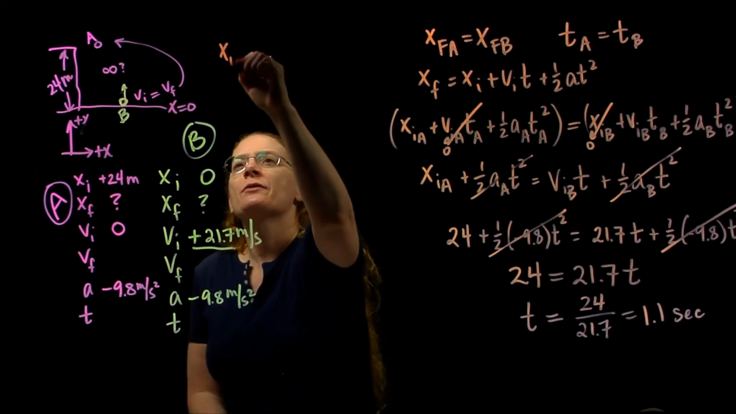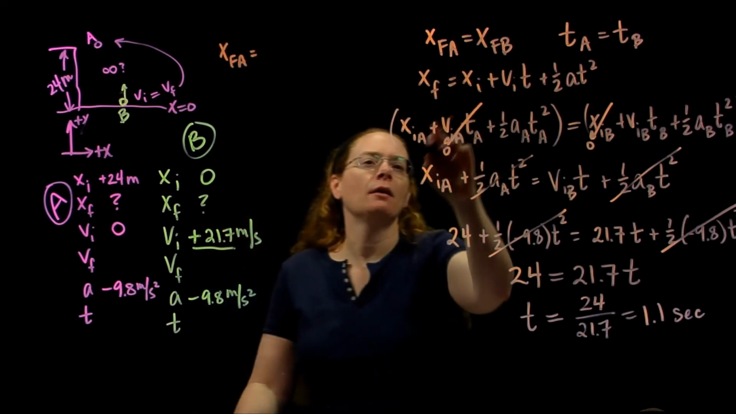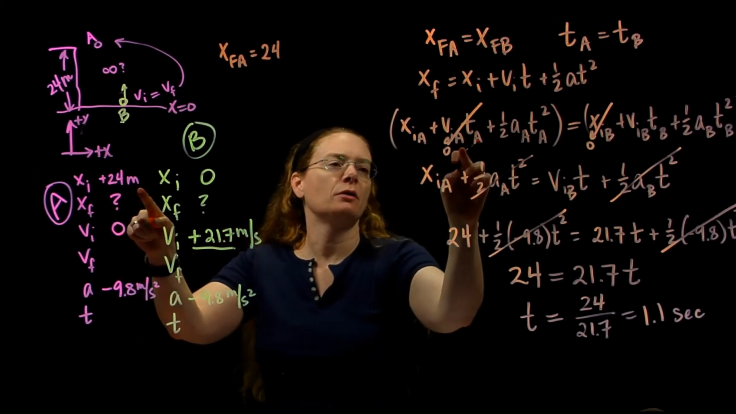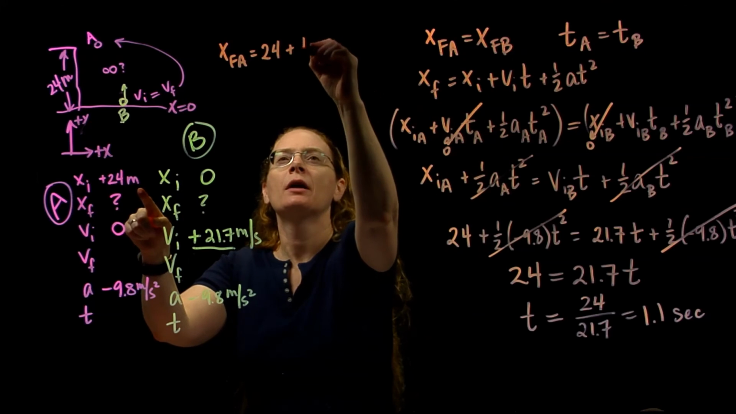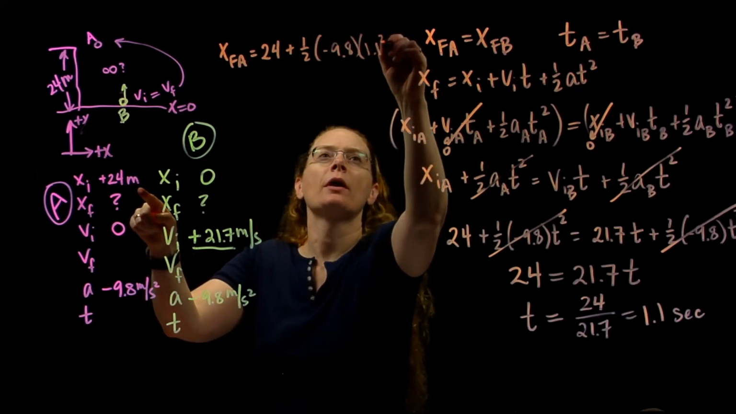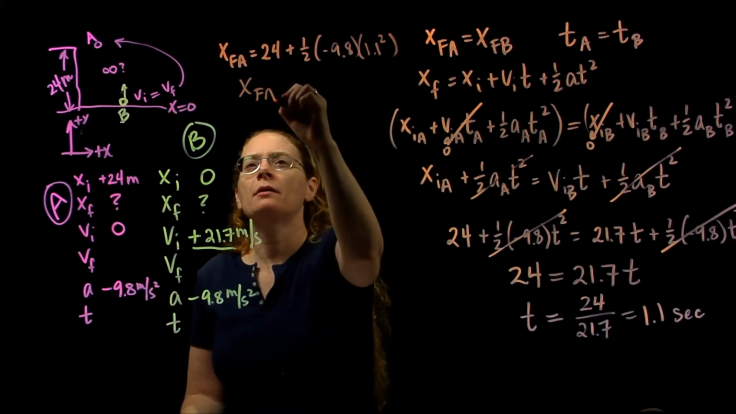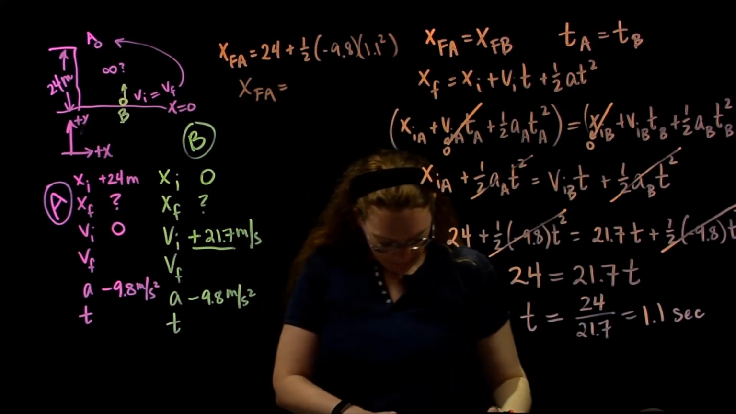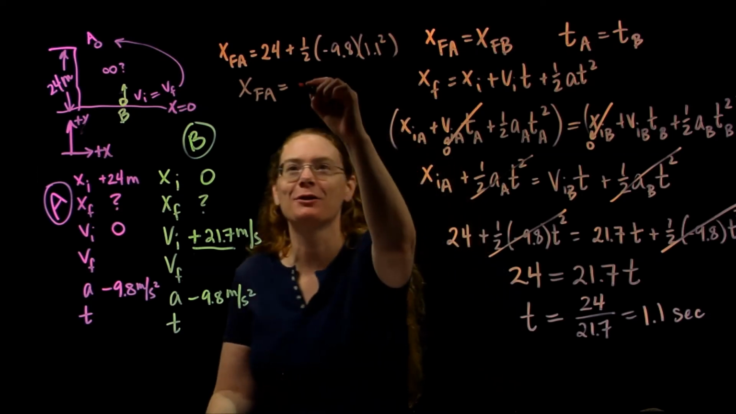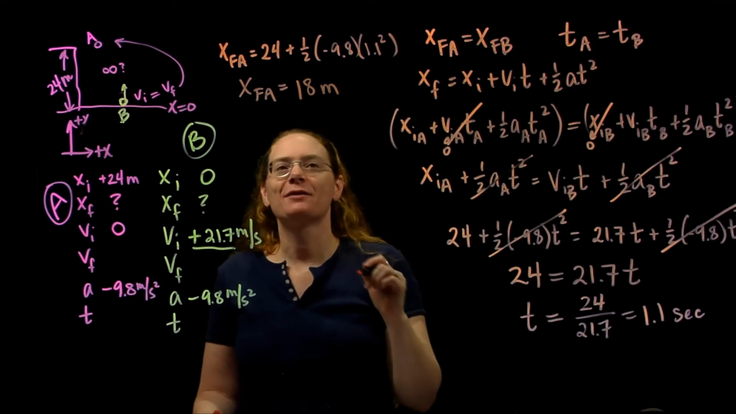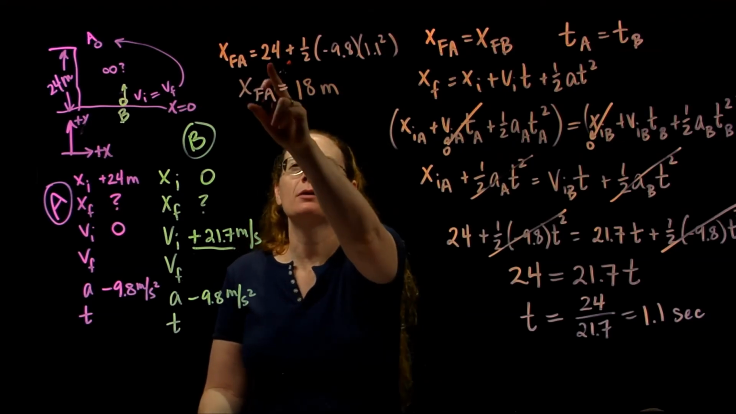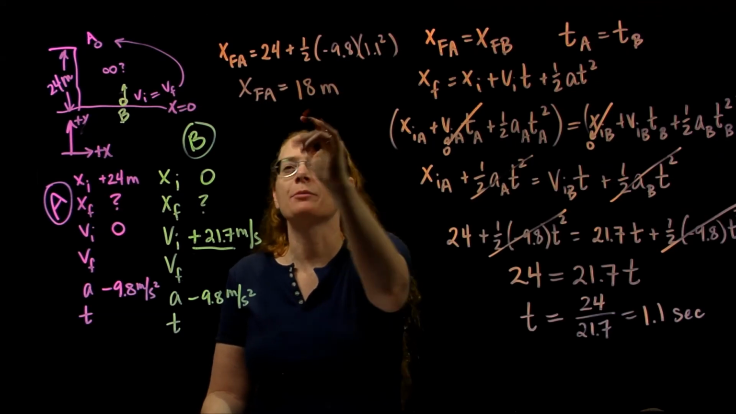So let's figure out what x final A is. It's going to be x initial A, 24, plus v initial, okay, that's 0, plus 1/2 negative 9.8 times time squared. So if we do the math on that, we get what? What do we get? We get 6, hopefully? No, 18 meters. 6 from the top. So it's fallen 6 meters. Started at 24, that's a negative number, so yeah, it dropped 6.